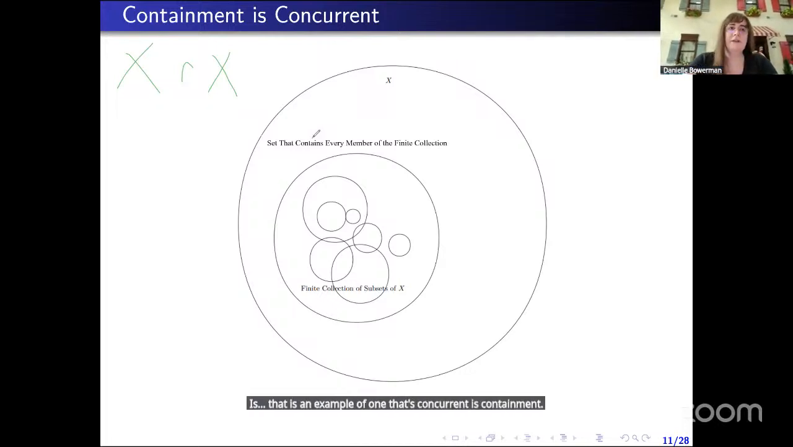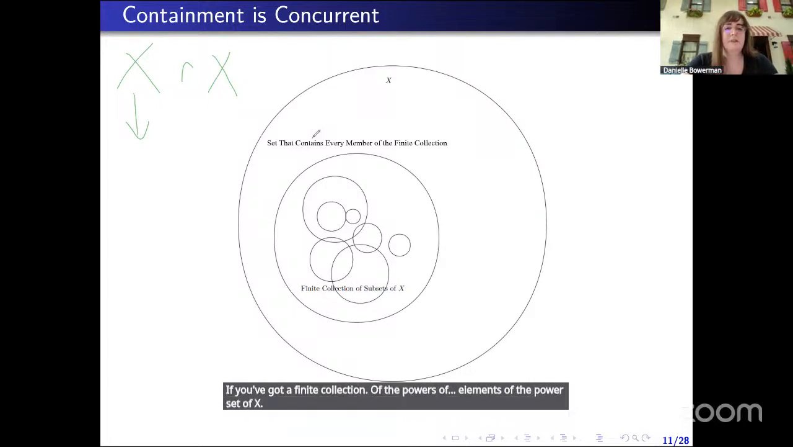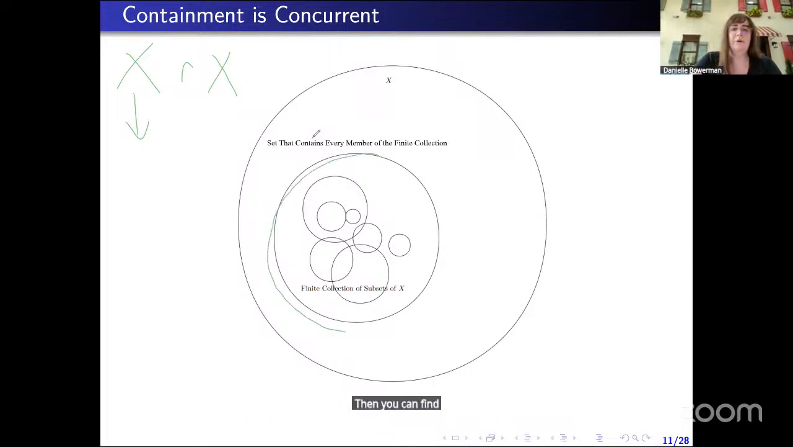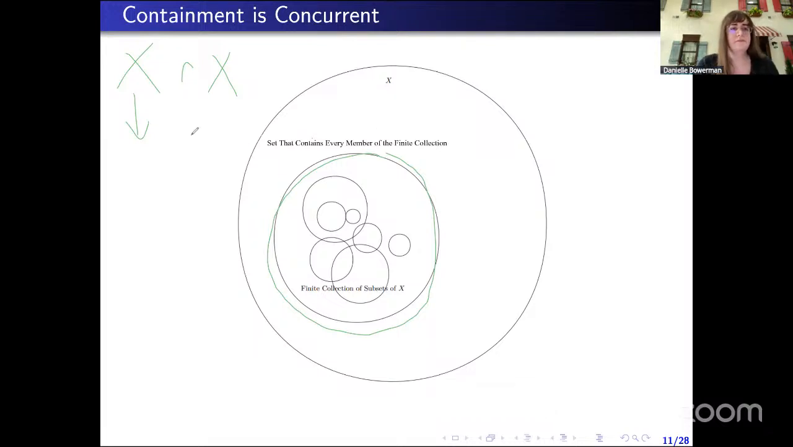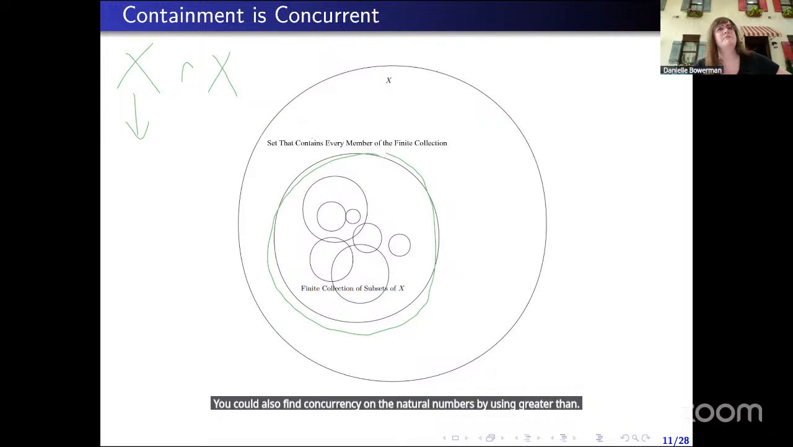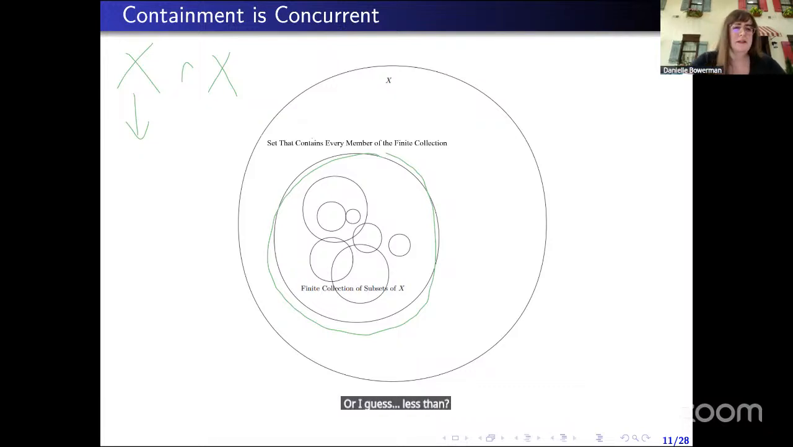If you've got a finite collection of elements of the power set of X, then you can find a single member of the power set of X that contains it. Their union would be the most simple example. You could also find concurrency on the natural numbers by using greater than, or I guess less than. If you've got a finite collection of natural numbers, you can always find something that's bigger than all of them.